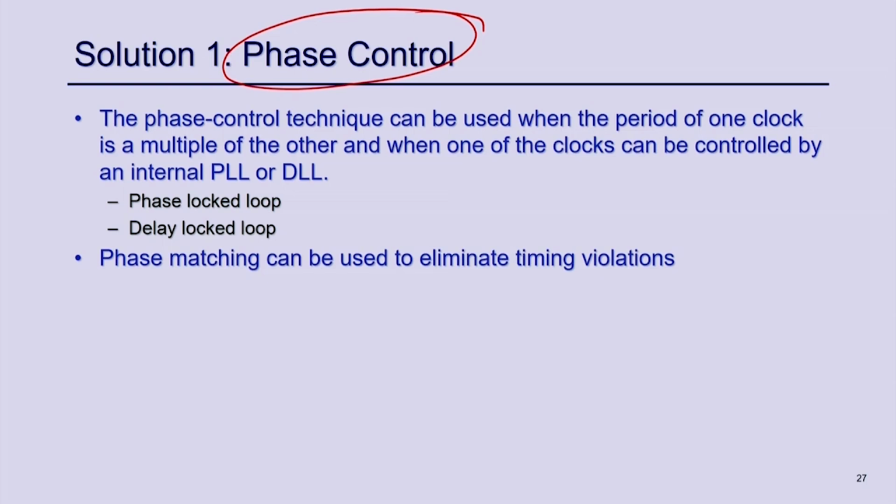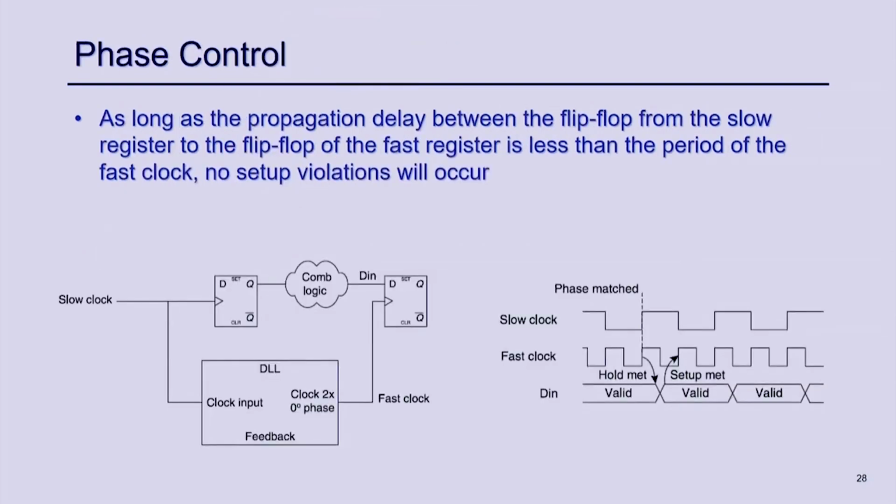Then what we can do is use a PLL or DLL, that is a phase locked loop or delay locked loop, specifically for FPGA, just to generate the other clock. So, here is a slower clock. This is a 50 megahertz clock, and what I am doing here is using a DLL to generate the 100 megahertz clock.